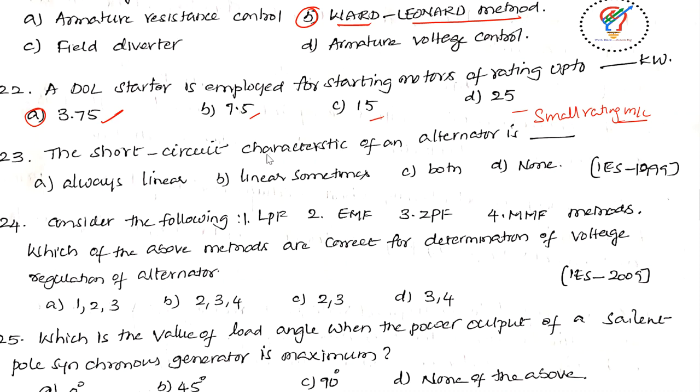Okay, next one. The short circuit characteristics of an alternator is always linear. Why? Because of the unsaturated portion of the magnetic circuit. That means there is no saturation. In that case, the characteristics are going to be linear as it is. So the answer will be always linear.